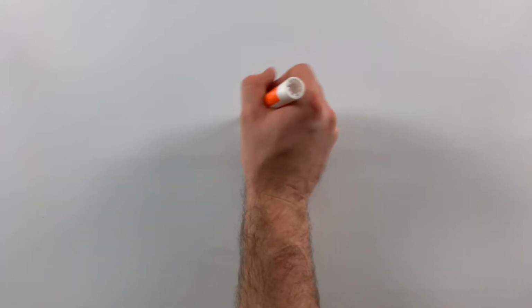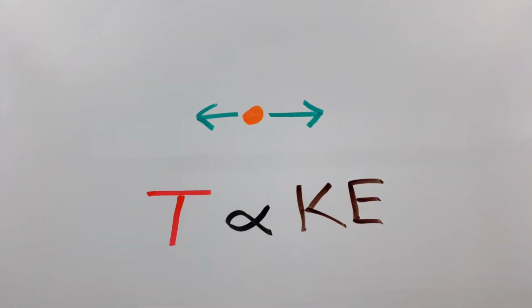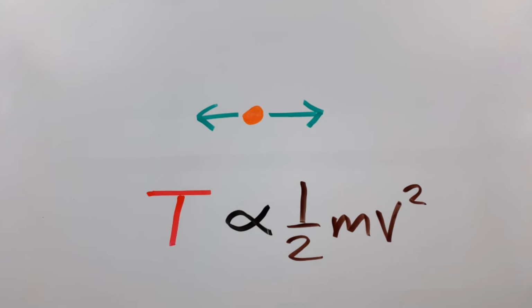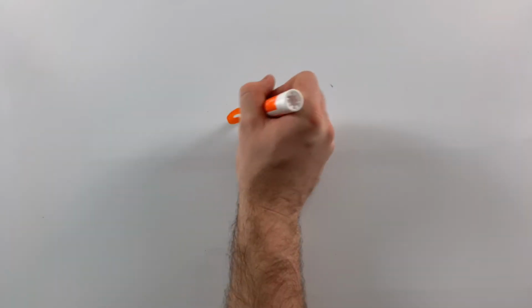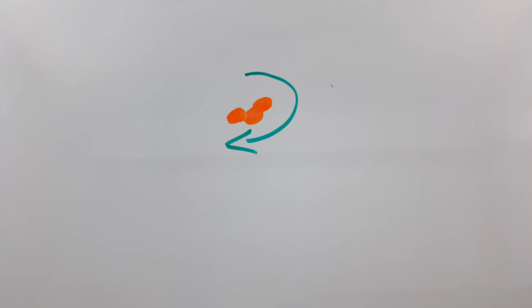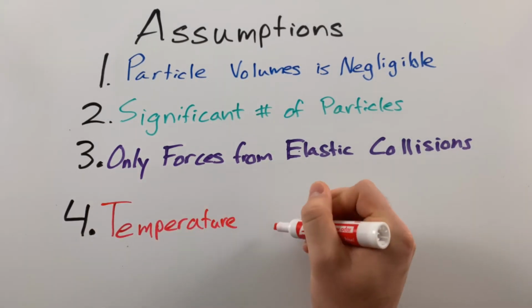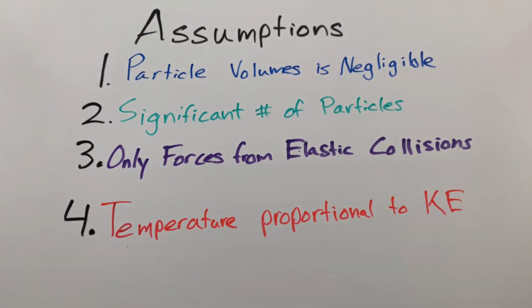Our last assumption is that the temperature of the gas is directly proportional to the linear kinetic energy of the individual particles. This will be treating it as if all the energy gained by heating will go into the linear velocity of the particles, and we'll be ignoring any effect temperature has on the rotational energy of the particles. Last assumption is temperature is proportional to kinetic energy.